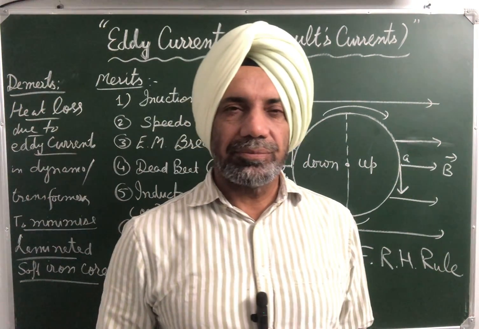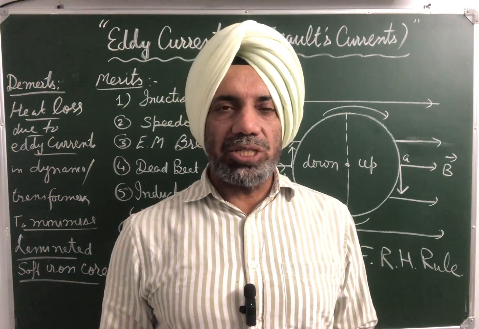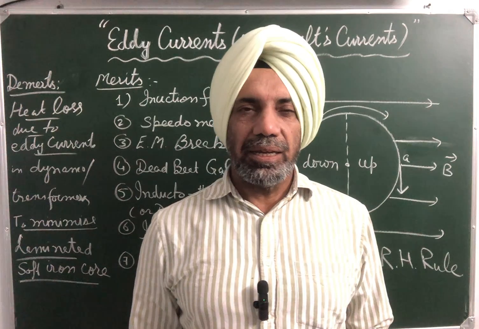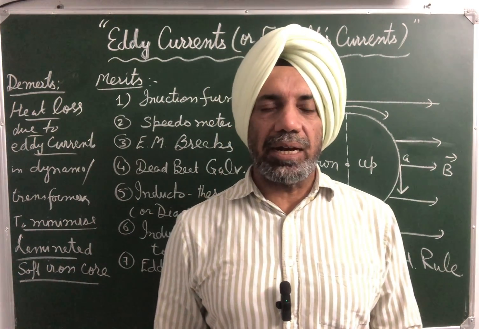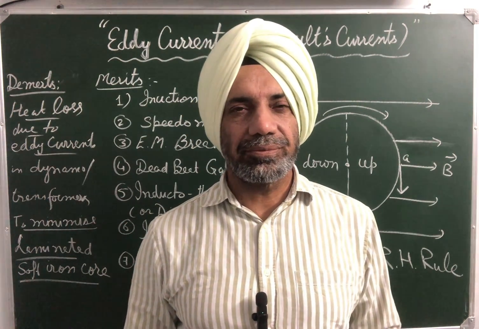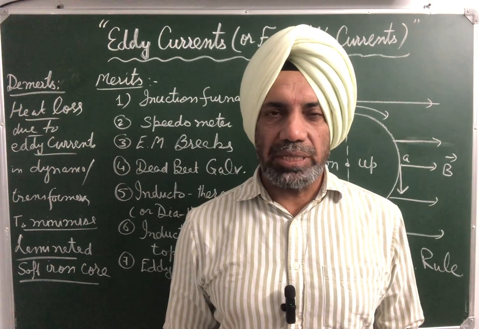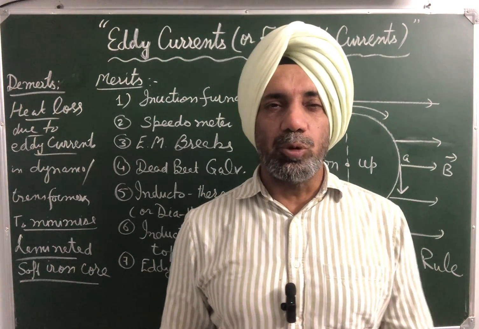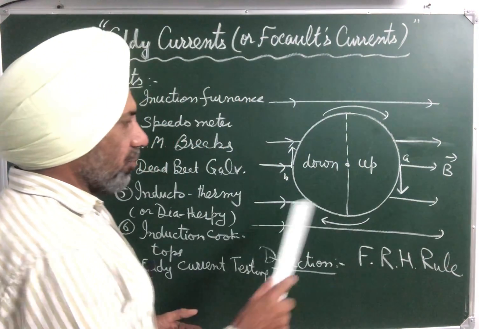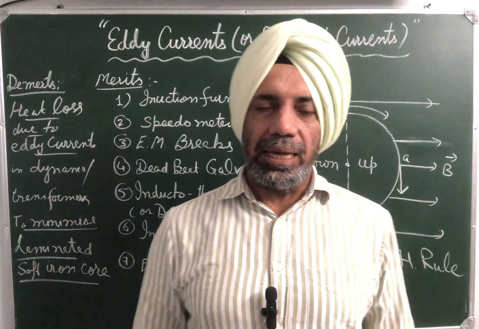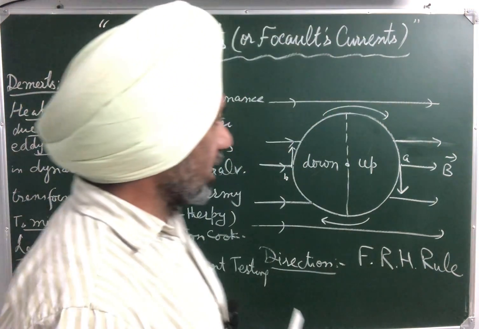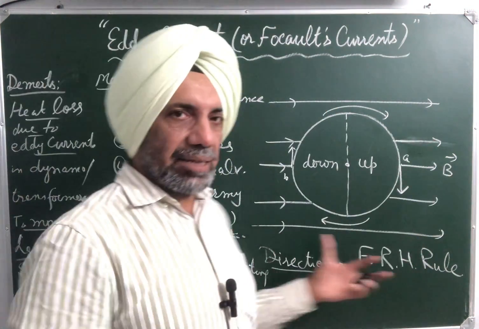Eddy currents are cyclic currents which are produced in a solid metallic body or a thick conductor when the magnetic flux linked with the conductor changes. They are also called Foucault's currents. They are so called because they are in the form of eddies or whirlpools in a fluid. The direction of eddy currents is given by Lenz's law or Fleming's right hand rule. Now how eddy currents are produced, I will explain by taking an example.